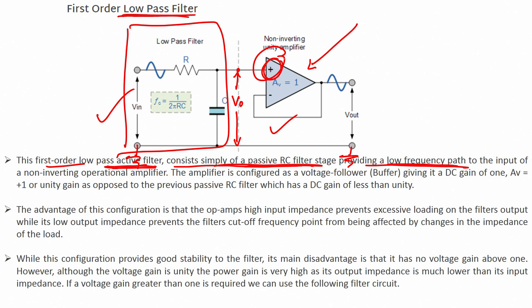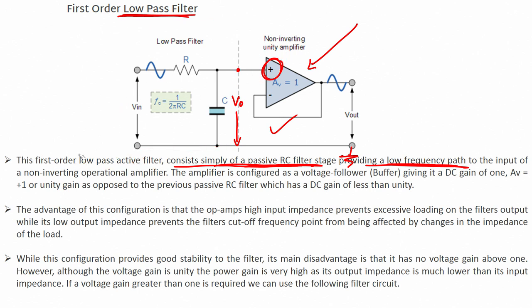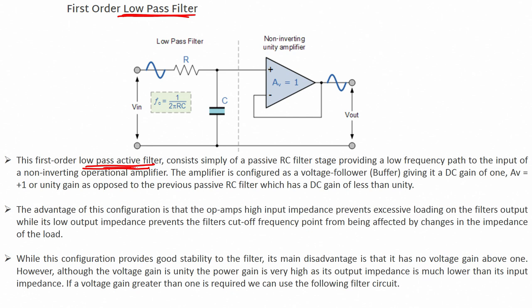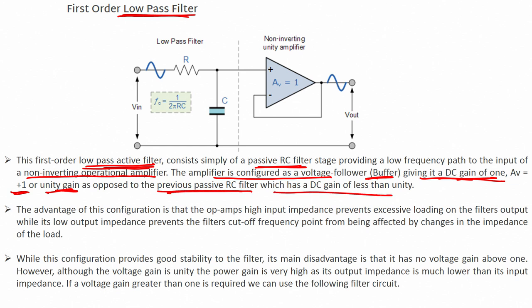So, that is what is written: the active filter of first order low pass. Always remember, I have told you first order, second order, right. The first order low pass filter, and that too an active filter, consists of an RC filter stage providing a low frequency part to the input of a non-inverting operational amplifier. The amplifier is configured as a voltage follower or buffer or unity gain amplifier, giving it a DC gain of 1, or AV equals plus 1, as opposed to the previous RC filter which has a DC gain of less than unity.